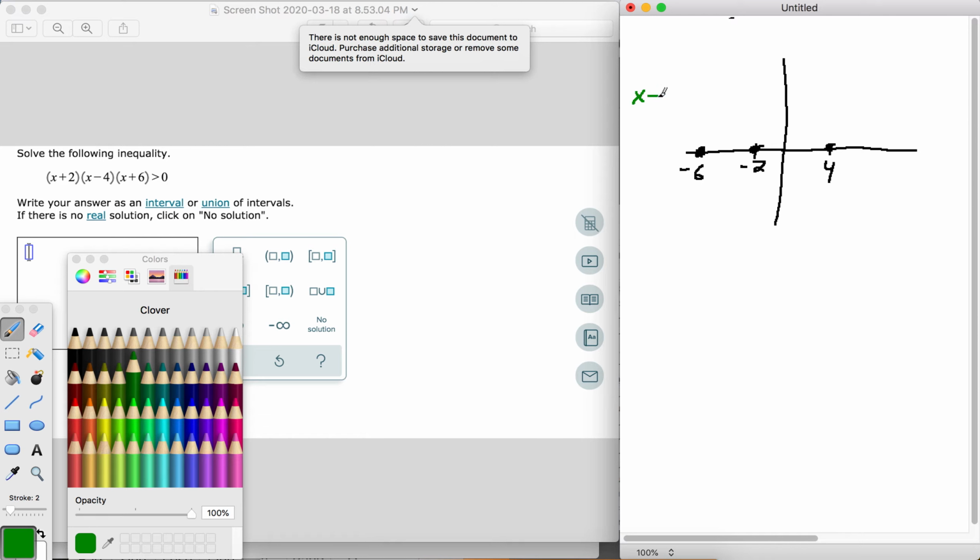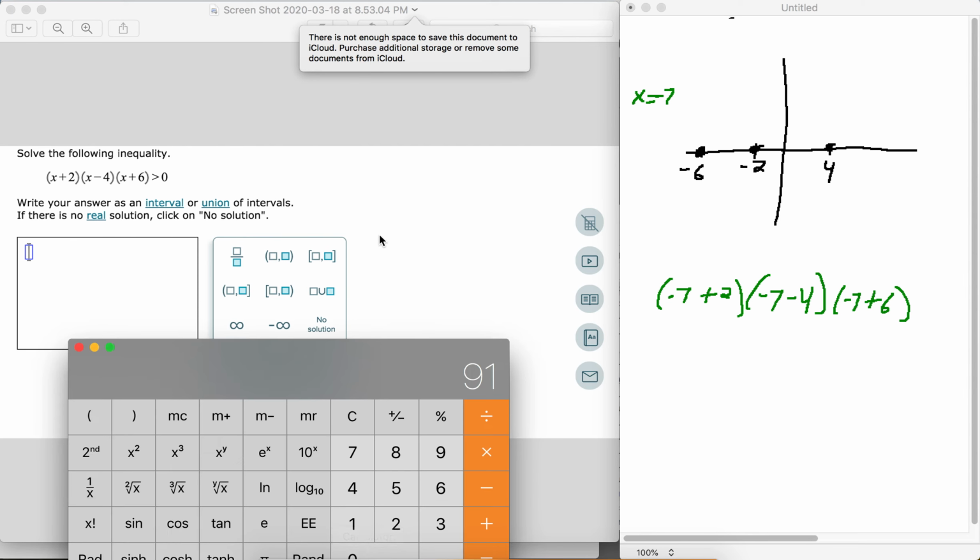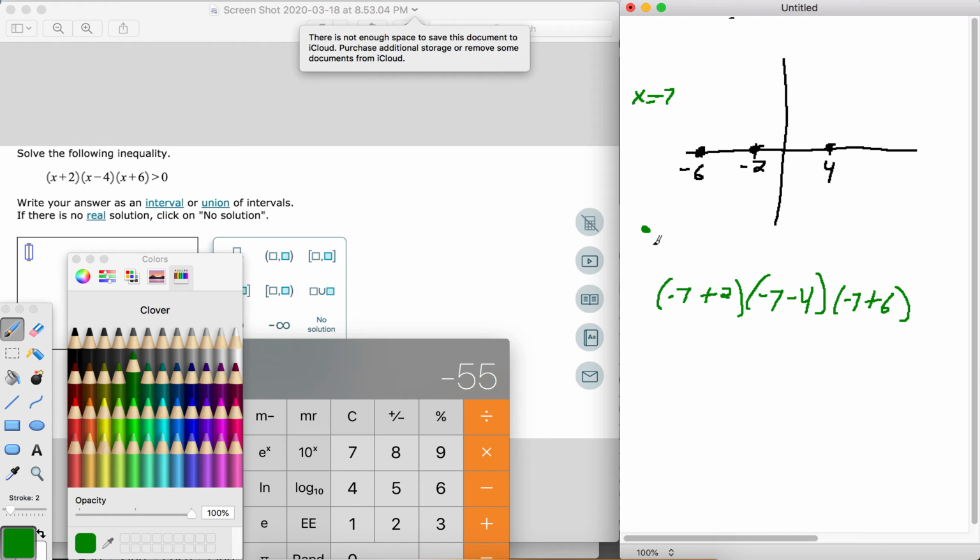So we check x equals negative 7: negative 7 plus 2, negative 7 minus 4, negative 7 plus 6. Okay, so you check those numbers. You're going to get negative 5 in the first parentheses times negative 11 in the second parentheses times a negative 1 in the third parentheses. So we get negative 55. That means it's down somewhere way down here.